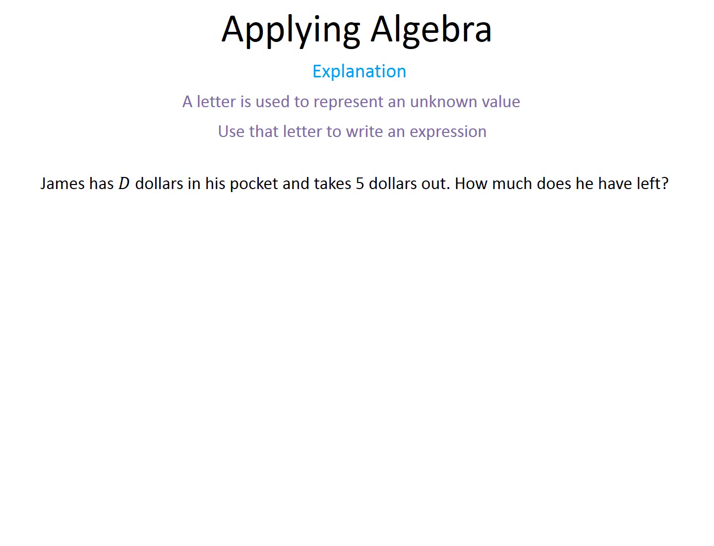Well, I'd have whatever he started with take away the $5, because he starts with a certain amount and we're taking away $5. So whatever he starts with, take 5 away from what he started with. And this is saying he starts with D. So that means we can take 5 away from D. What does that look like? It looks like D minus 5. So that's the way we're going to have to think about these problems.